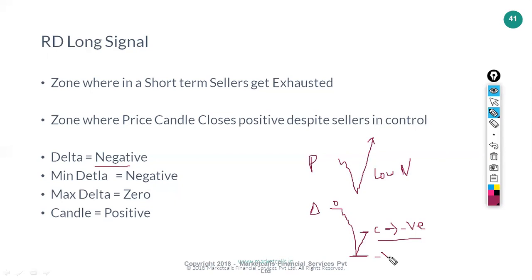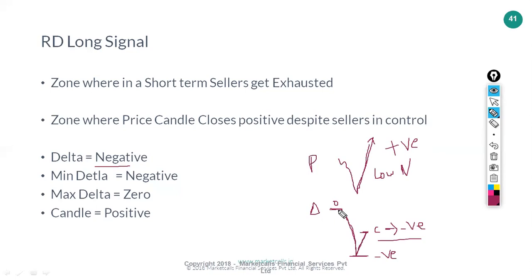The max delta is zero, because right from the start the sellers are pushing the price down. And lately, some small buyers are able to push the price really up. That is why you are getting a positive candle. The price ends up positive over there. But if you look right from the start, that particular candle is controlled only by the sellers, and despite that, the candle is ending positive. That means a kind of momentum exhaustion is happening.